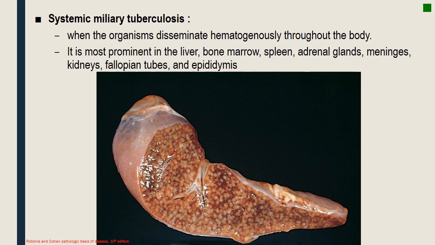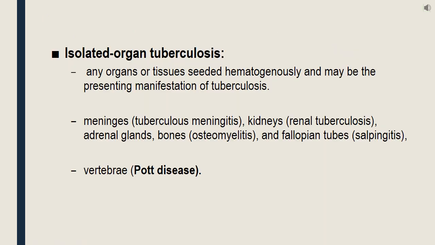Systemic miliary tuberculosis happens when the organisms disseminate hematogenously throughout the body. It's most prominent in the liver, bone marrow, spleen, adrenal glands, meninges, kidneys, fallopian tubes, and epididymis. This figure shows miliary tuberculosis of the spleen. The cut surface shows numerous gray-white granulomas.